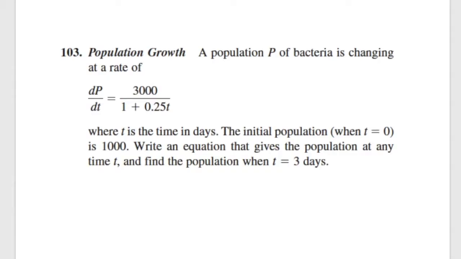A population P of bacteria is changing at a rate of dP/dt equals 3000 over 1 plus 0.25t. t is the time in days, and we also know that the initial population is 1000. Every time you see the word initial, it means at t equals 0. Write an equation that gives the population at any time t, and find the population when t equals 3.